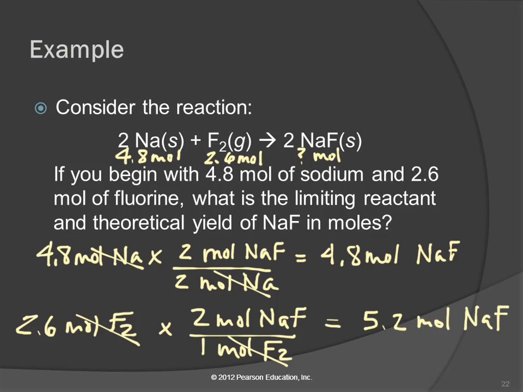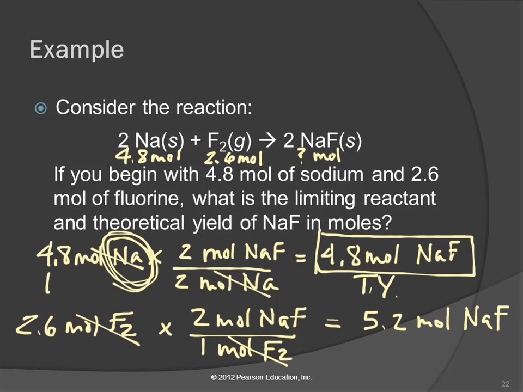So I've got two answers. Which is the real answer? The smaller one, 4.8. That's the theoretical yield. What's the limiting reactant? Sodium. The limiting reactant is the one that gets all used up. As we're making sodium fluoride, 4.5 moles, 4.6, 4.7, 4.8 moles, and everything stops because you ran out of sodium. You can't make any more. Questions?